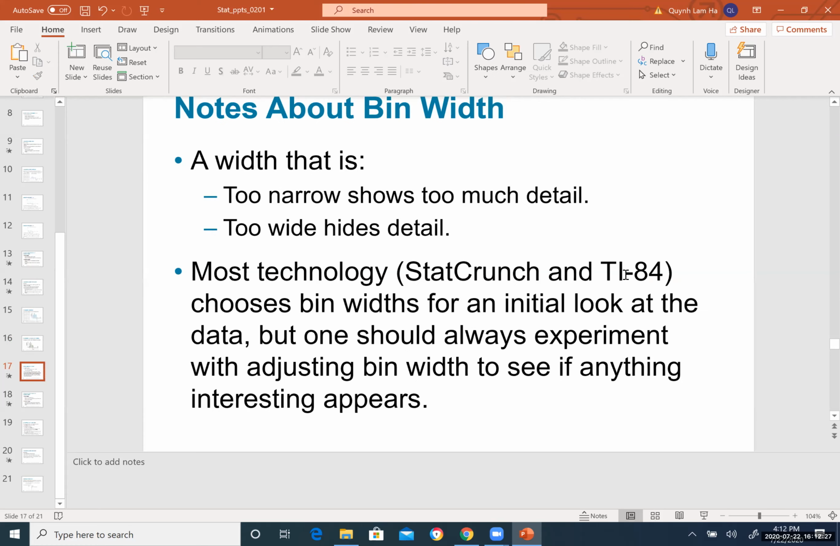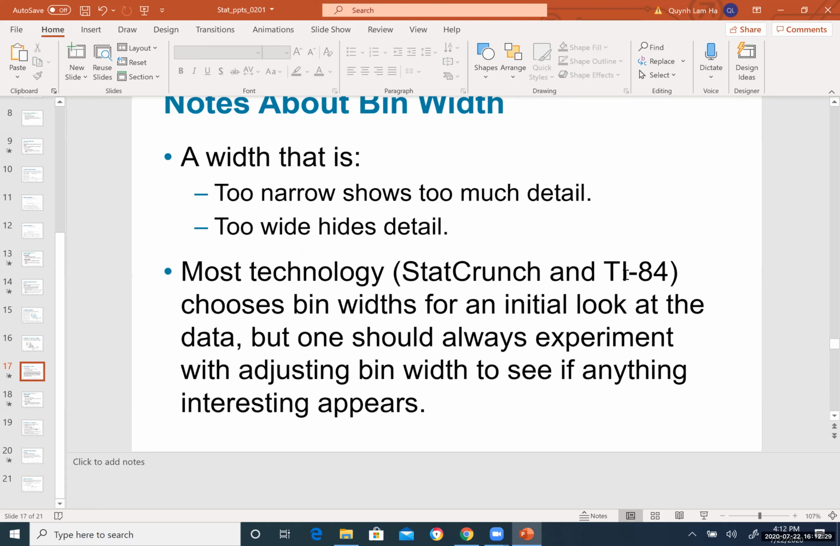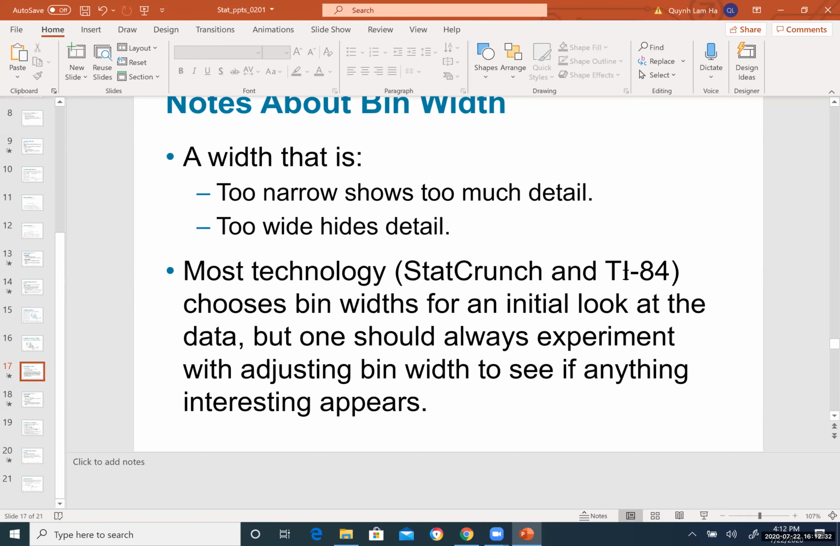So here are the notes about the bin width. A width that is too narrow shows too much detail. Too wide hides details. So it's up to you to estimate the correct bin width for the group of data. Most technology like StatCrunch and TI-84 chooses a bin width for an initial look at the data, but one should always experiment with adjusting the bin width to see if anything interesting appears.